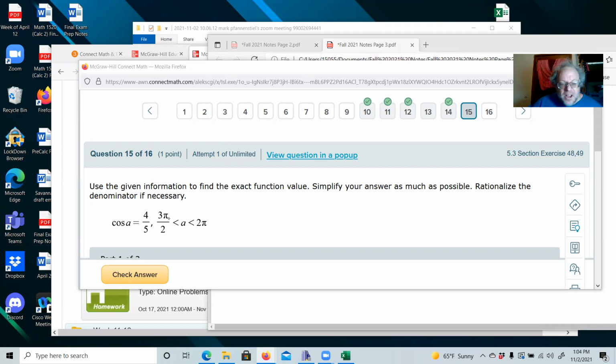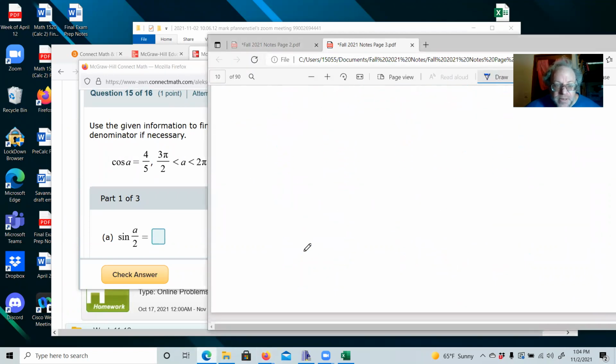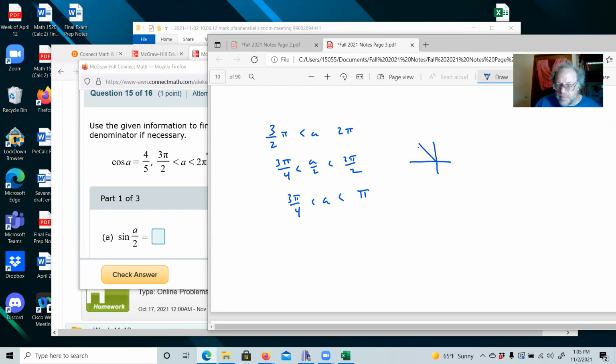Okay. All right. So use the necessary or given information to find the exact value, and simplify your answer. Very good. So in this case, our A is between 3 over 2 pi and 2 pi. Excuse me. So for A over 2, we're going to be between 3 pi over 4 and 2 pi over 2. Okay, just dividing everybody by 2 here. So where is 3 over 4 pi? And where is pi? So what we're looking for is, here's 3 over 4 pi.